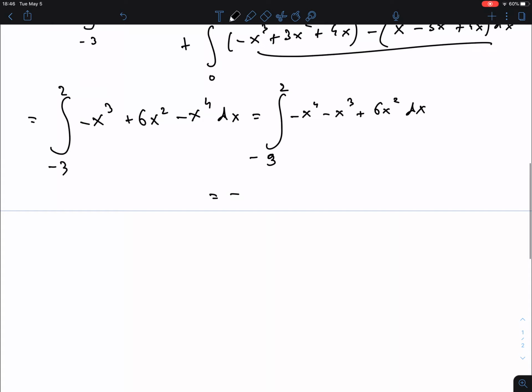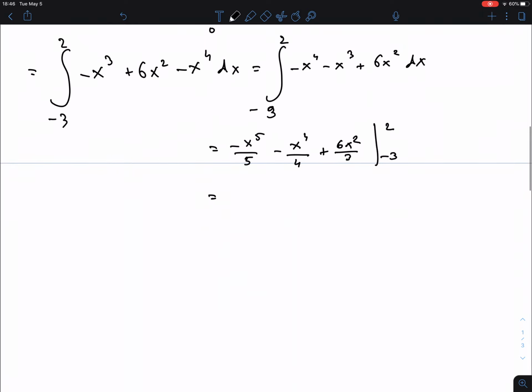So this is now minus x to the fifth over 5 minus x to the fourth over 4 plus 6x squared over 3, and that's between negative 3 and 2. And then you just have to plug in the numbers. So minus 2 to the fifth over 5 is 32 over 5. Minus 16 divided by 4 is 4. Plus the 6 and the 3 cancel, so we have actually 2 times 2 squared, so that's 8. Minus, now we plug in negative 3.